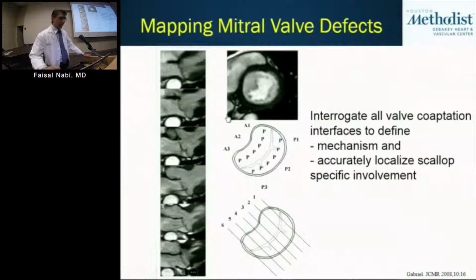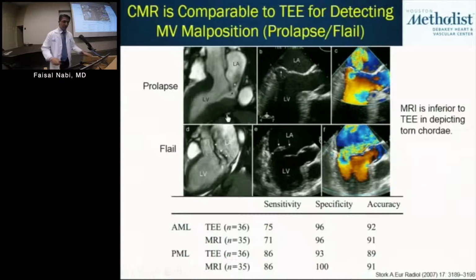With CMR, you have the ability to interrogate all the different coaptation interfaces. This can be done simply as seen here. You have a short axis en face view of the mitral valve. By creating multiple different slice locations and interrogating the different scallops, you can actually interrogate where your pathology originates and where the mitral regurgitation jet also originates. And I'll show you an example of that if my movies play in the future.